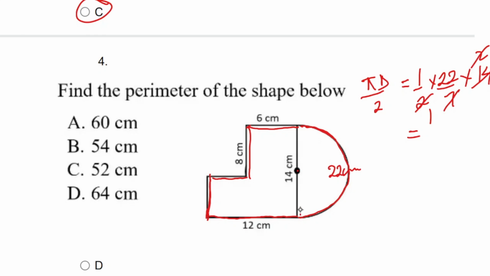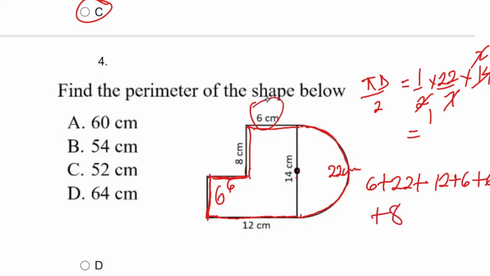Now we need to find this side too. Since from here to here is 14, then from here to here would be 6. And it remains this one as well. From here to here is 12, then from here to here is 6. So this one will also be 6. So we then add everything together: 6 plus 22 plus 12 plus 6 plus another 6 plus 8.